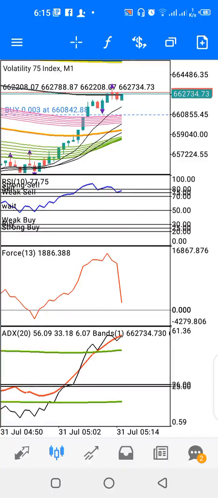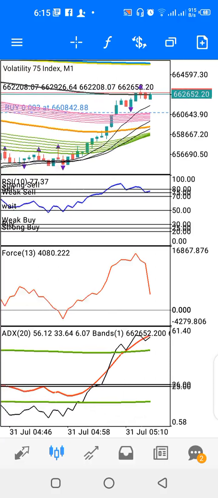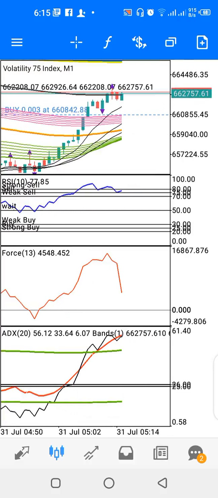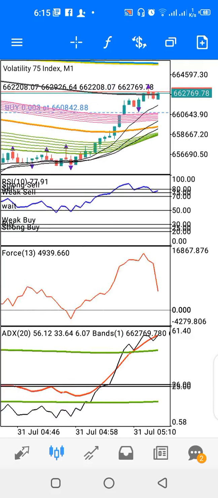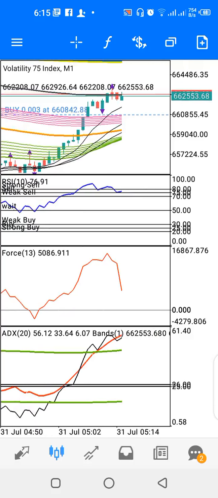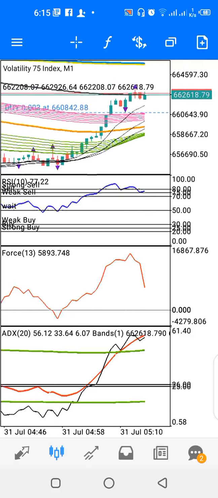Today we'll be looking at a strategy you can use to scalp the Volatility 75 index on the 1 minute time frame. I have V75 on my 1 minute time frame, and I'm trying to scalp this buy position.